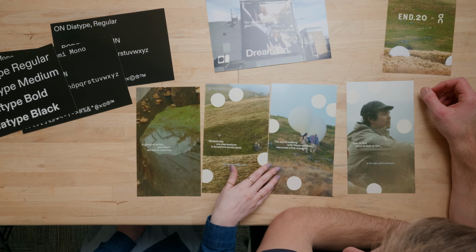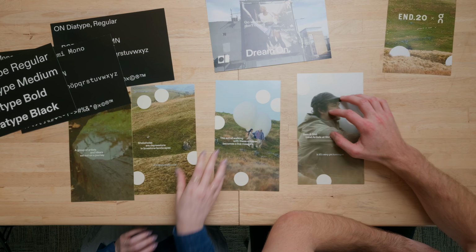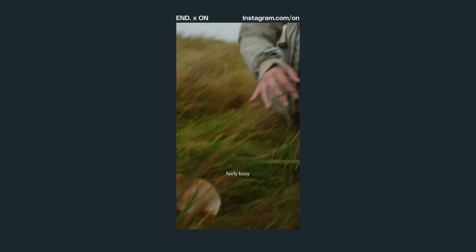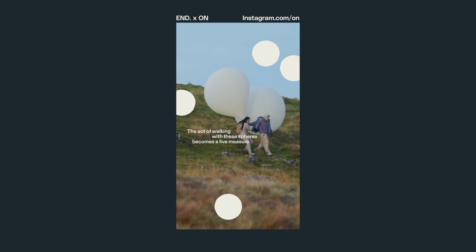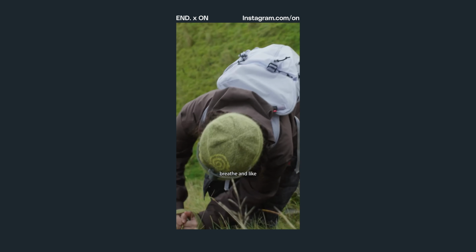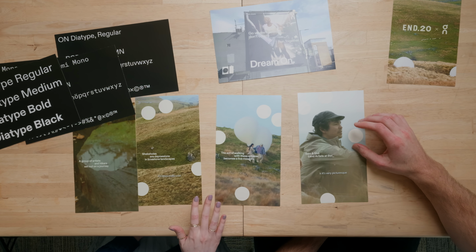So this is a great example, where we have this really interesting movement happening through the frame. They're carrying these balloon-type art pieces, which is really the point of the video. As viewers, we want to look there. And then these circles are just helping to reinforce that.